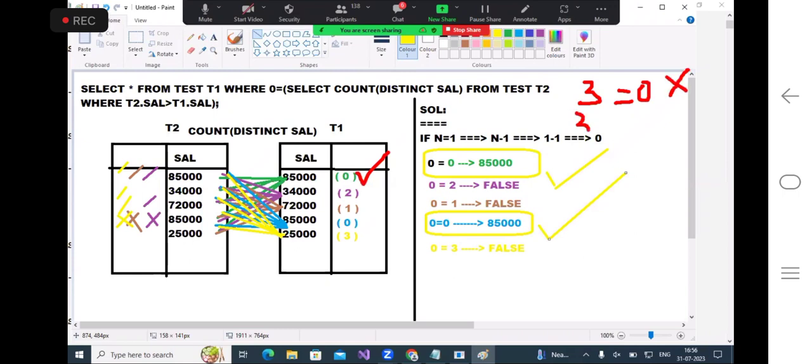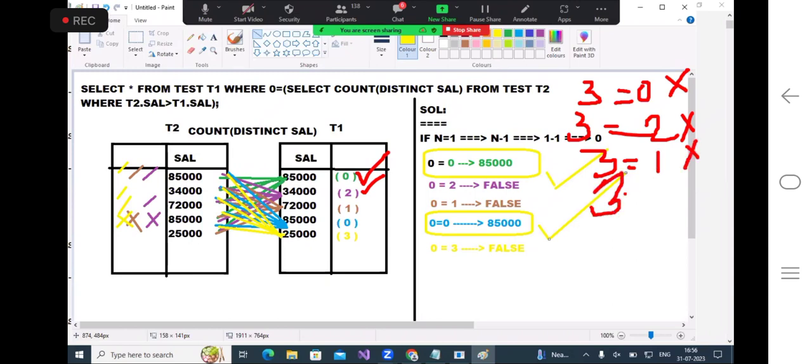Okay, sir. Next you have to compare now. 3 is equals to 2. So 3 is equals to 2. Condition matching? No. False. Next one is what now? 3 is equals to 1. No, it is also not matching.